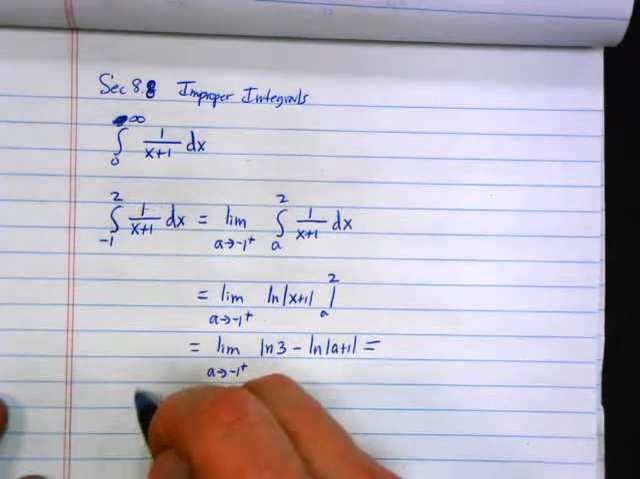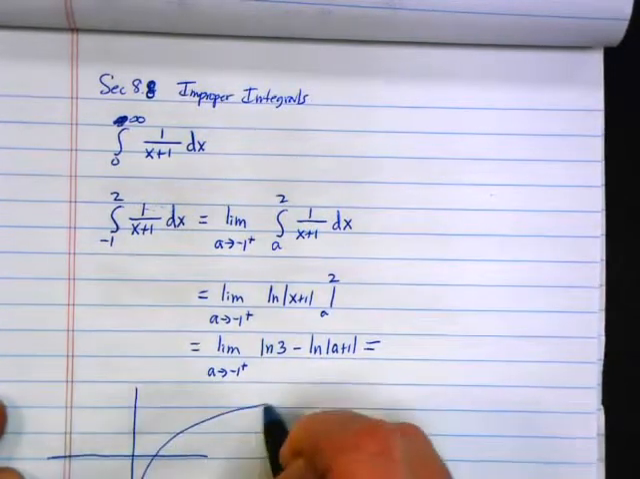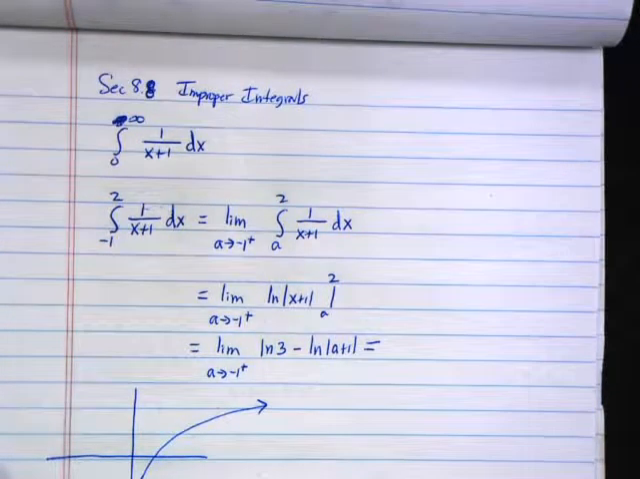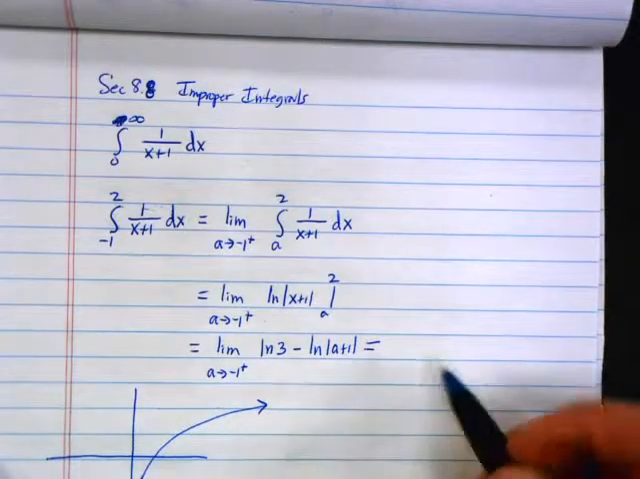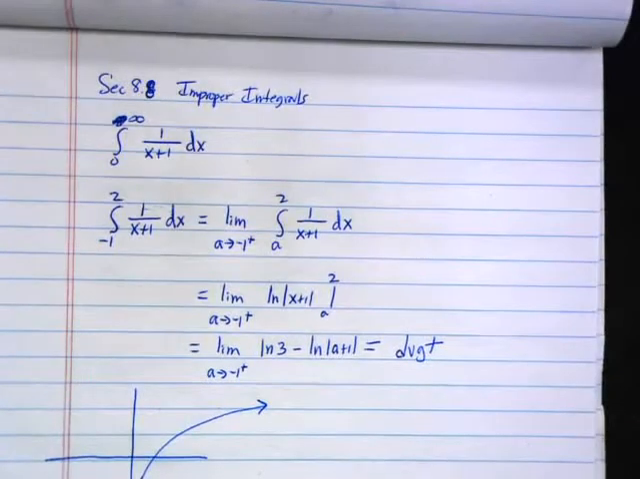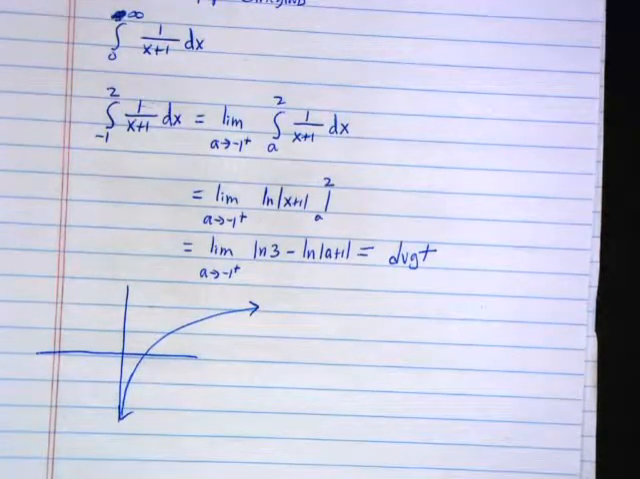Remember your ln graph? Your ln graph looks like this. So when your x values are getting close to 0, your y values are getting close to negative infinity. So we would say that integral is divergent. It does not get close to a number, it's getting close to infinity. So our answer there would be it's a divergent improper integral. Questions on that?